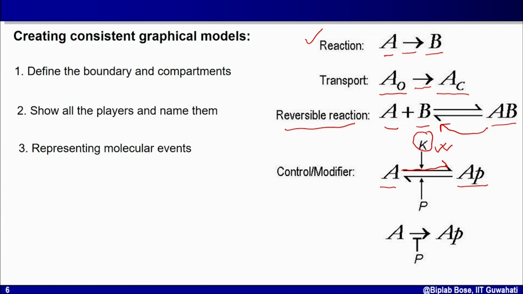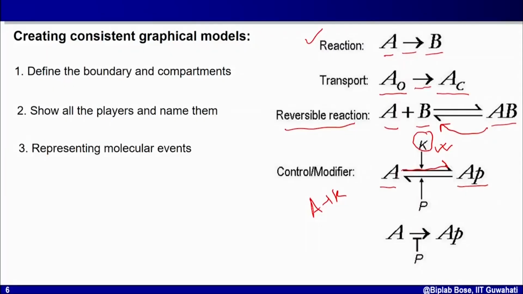Notice how I have written K. I have not written A plus K. I am not writing A plus K because in this process K is an enzyme, and by this process of phosphorylation of A, the K enzyme does not get used up. Remember your basic biochemistry knowledge that an enzyme or a catalyst does not get used up in an enzymatic reaction. It only controls or modifies the rate of the process. So I am not showing it as A plus K, rather I am showing that A is becoming AP and that is controlled by K, as represented here by an arrow.